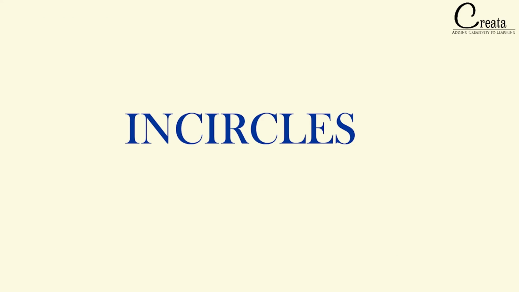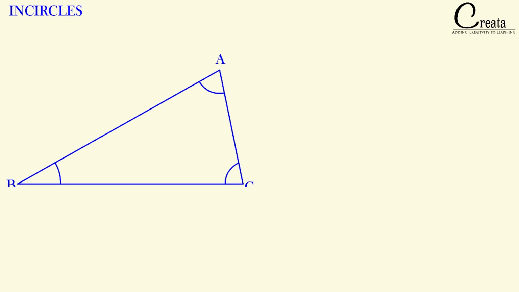Moving further, now move to the incircles. Let's take a triangle ABC with 3 angle bisectors as AI, BI and CI. These 3 angle bisectors are meeting at point I, that is the incenter.